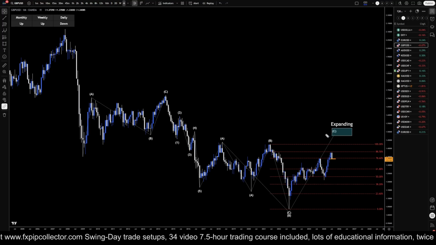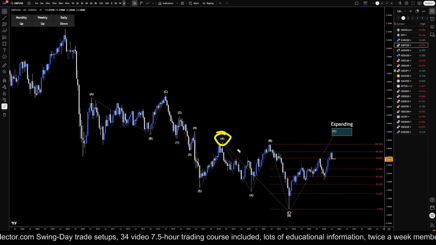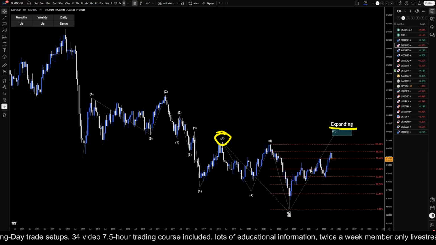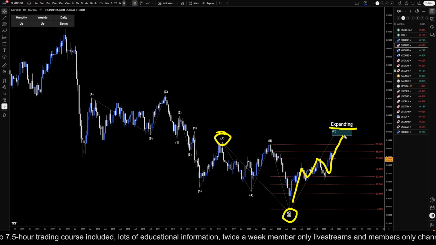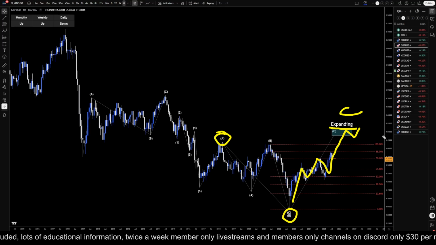So on the pound dollar, I still think this is most likely an expanding ABC correction. I think this is an A. I think this is a B. I still think there's a very good likelihood that we are in an uptrend for a wave C, maybe putting us all the way up to about the 1.5 area.